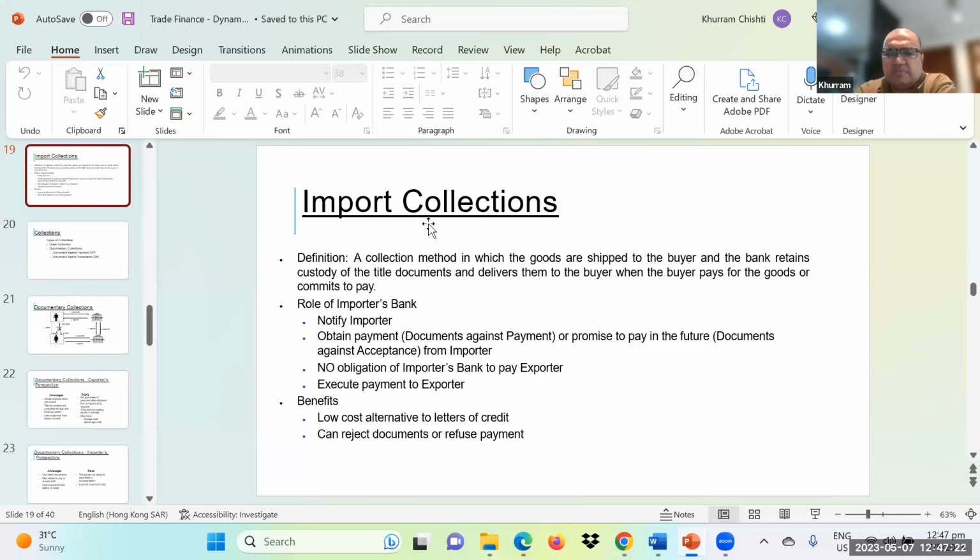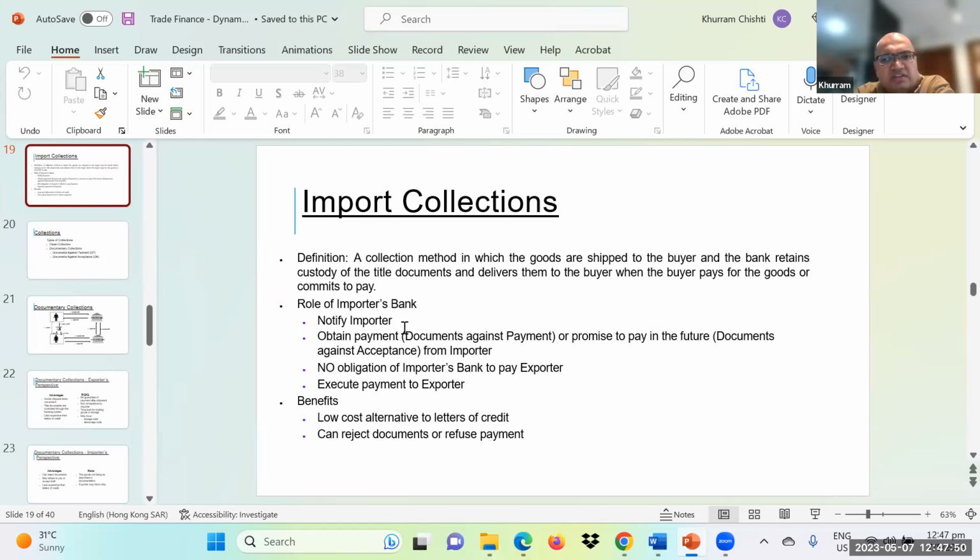You can search it. UCP 500, I think UCP 600 now, you can find the PDF available on Google. Okay, import collection. Let's see the definition. A collection method in which goods are shipped to the buyer. Buyer means Almaya Supermarket, and the bank retains custody of the title documents and delivers them to the buyer when the buyer pays for the goods or commits to pay. Pays for the goods, that's DP, documents against payment, or commits to pay, DA, documents against acceptance.